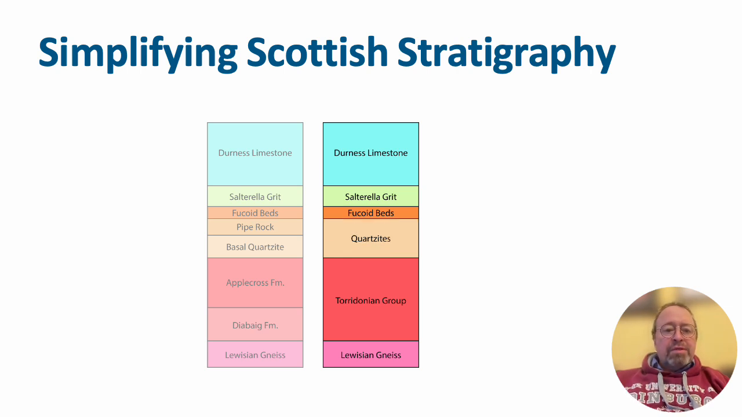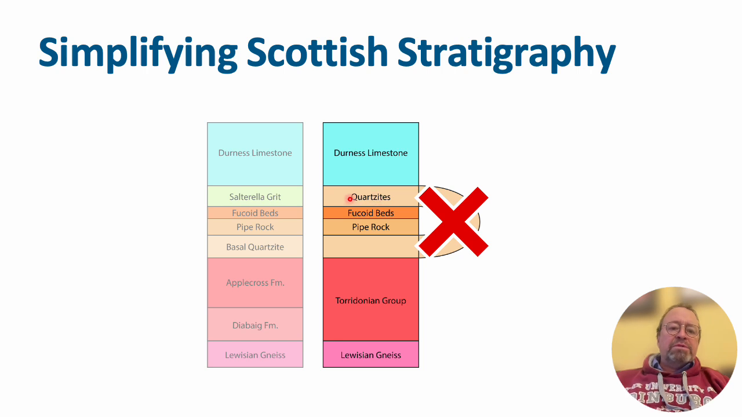Likewise, you could lump the quartzites together and consider those. The pipe rock and the basal quartzite could be considered. They are distinctive, but maybe that's not important to you for a particular purpose. You could lump them together. You can't, however, lump together quartzite above with the quartzites below, because they don't touch each other, so you can't lump them together like that. That would not be allowed.